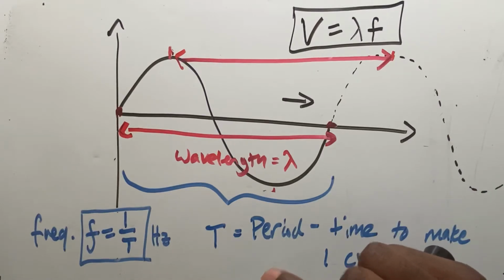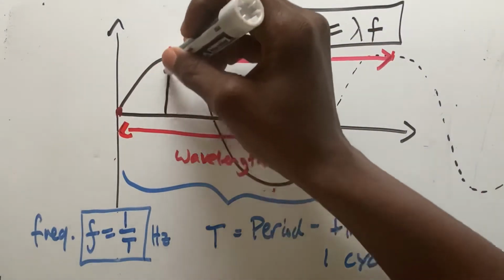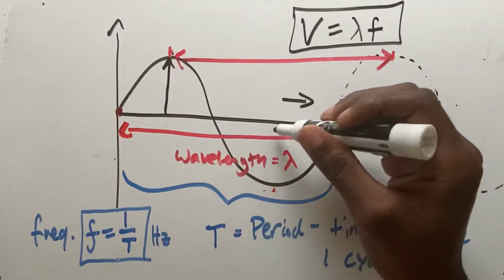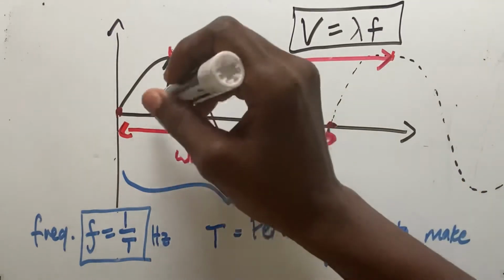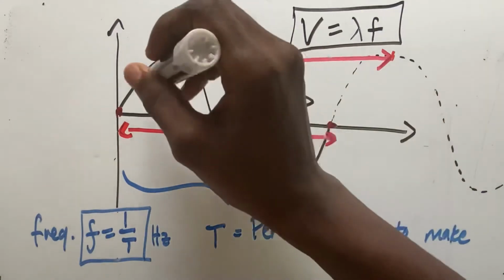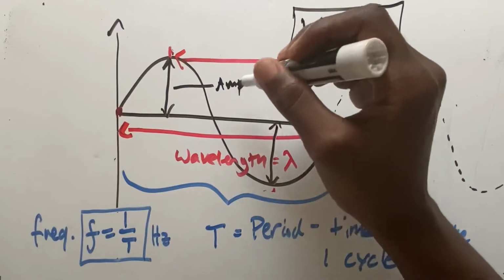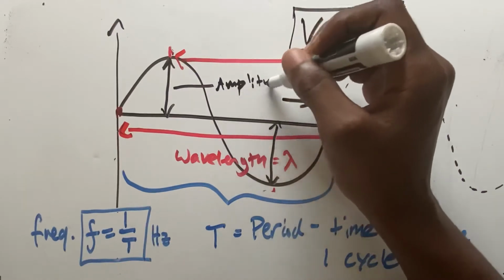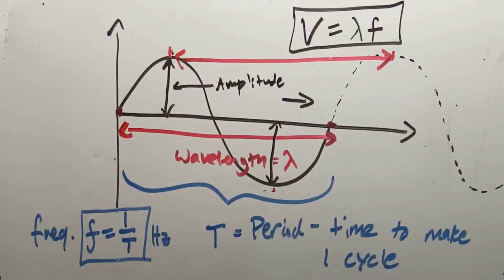Okay. Now, one other thing we have here that I did not label is the amplitude, which is just how high up this way or how low down this way the wave goes. That's what we call the amplitude.